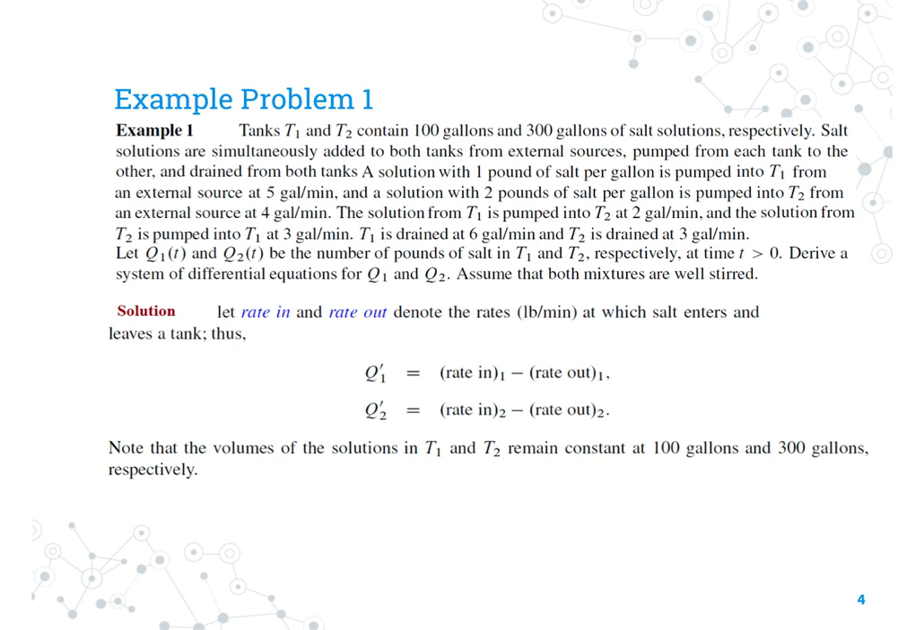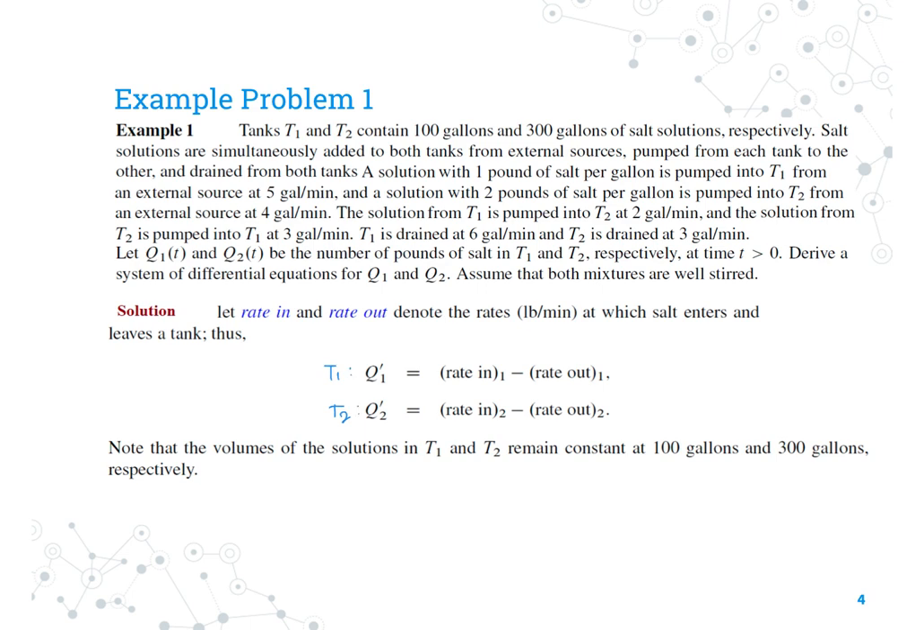If we let the rate in and rate out denote the two different rates at which salt enters and leaves a tank, we can define Q1', the rate at which salt is changing in tank 1, T1. We have rate in 1 minus rate out 1. This is very much what we did in chapter 4. We have the same thing in tank 2. So this is for tank 1, and this is for tank 2.